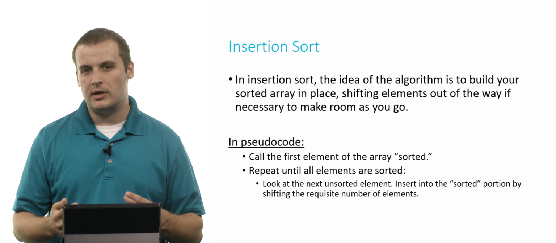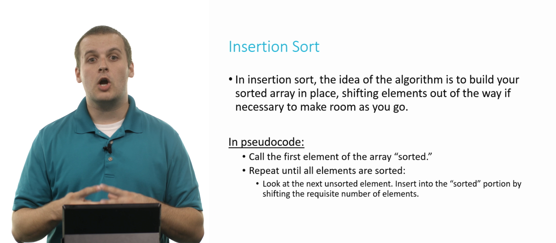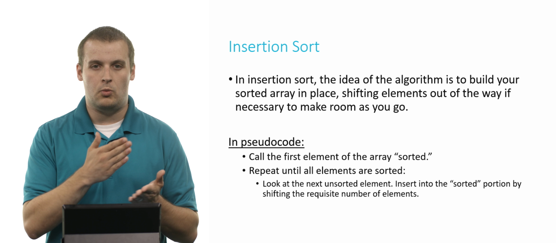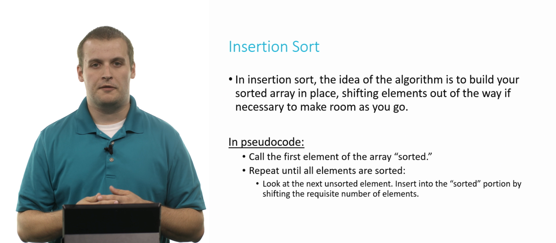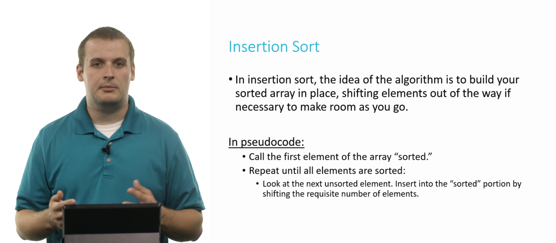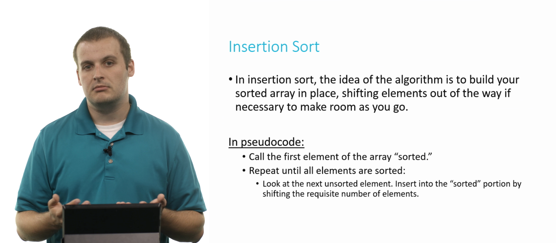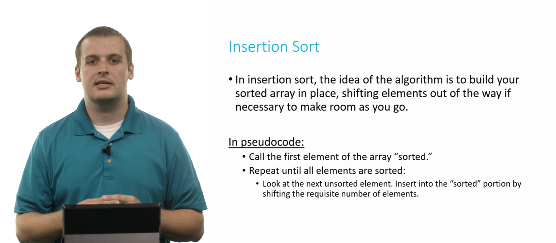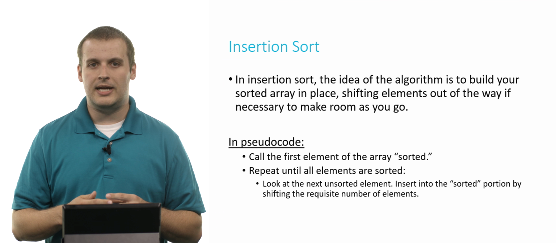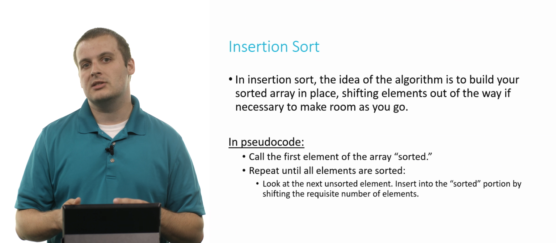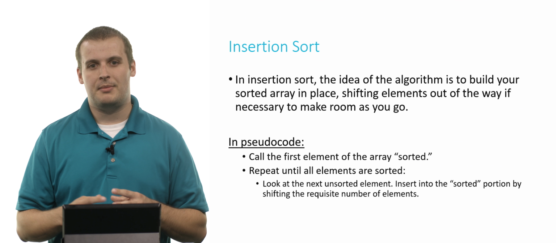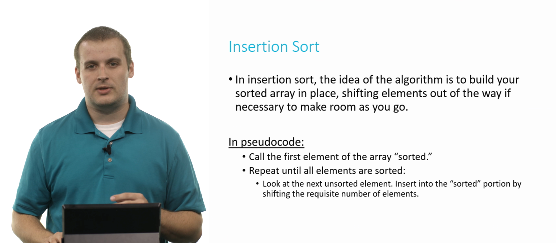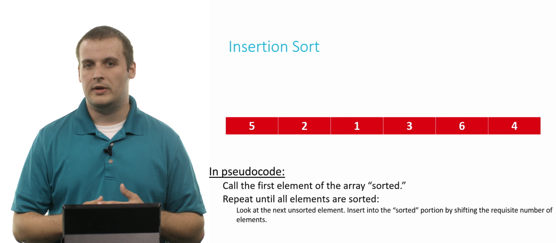How does this algorithm work in pseudocode? Well, let's just arbitrarily say that the first element of the array is sorted. We're building it in place. We're going to go one element at a time and build it. And so the first thing we see is a one-element array, and by definition, a one-element array is sorted. Then we'll repeat the following process until all of the elements are sorted. Look at the next unsorted element and insert it into the sorted portion by shifting the required number of elements out of the way. Hopefully this visualization will help you see exactly what's going on with insertion sort.